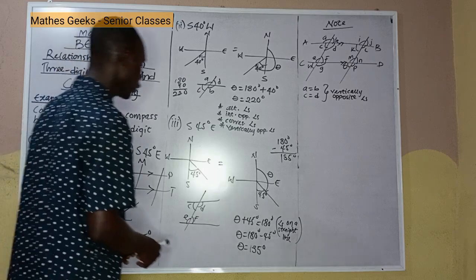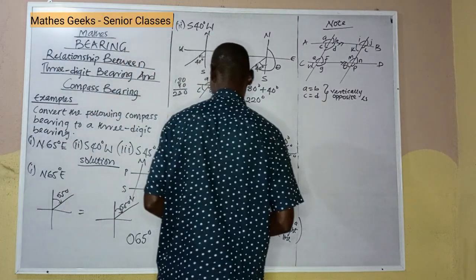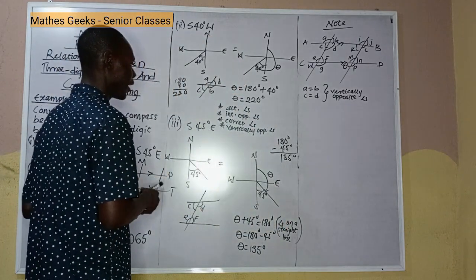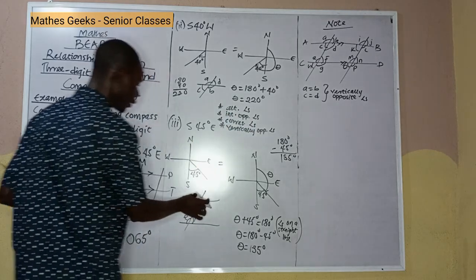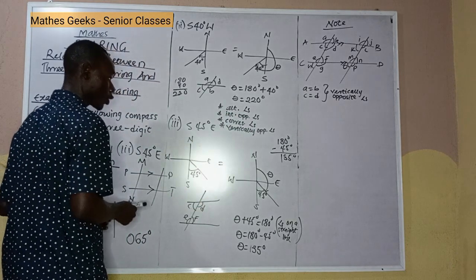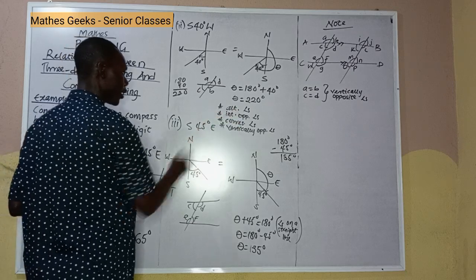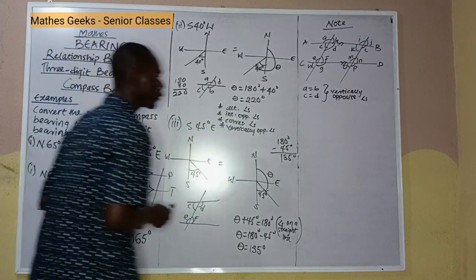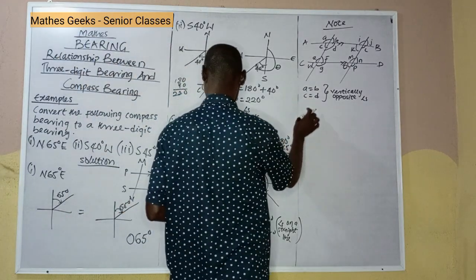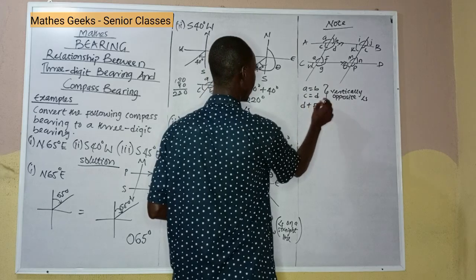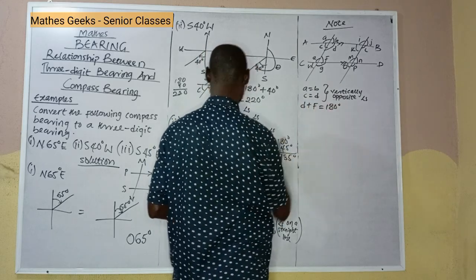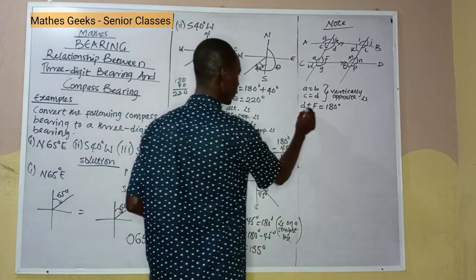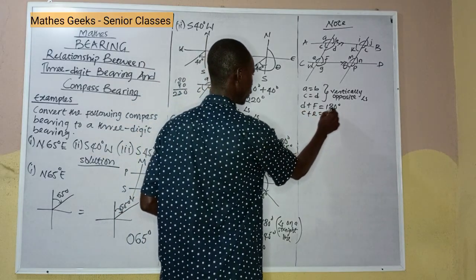Now what you see is that for interior opposite angles, as the name implies, interior means inside. So this D and F are this, and the theory for interior opposite angles is not that of equality, it's rather that of sum. So it says D plus F is equal to 180 degrees, as much as C plus E. C plus E is also equal to 180 degrees.